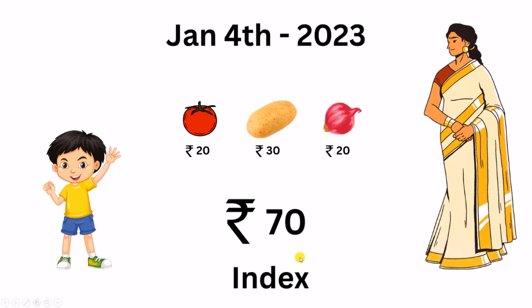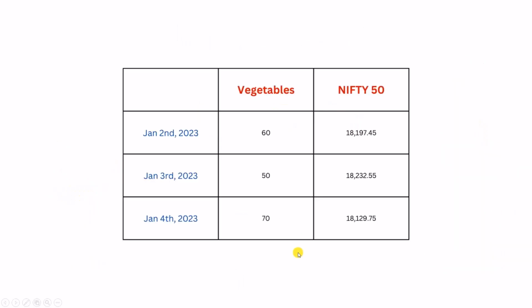Now, here is a table. Vegetables is in this column and I have something here in this column. On Jan 2nd the price of vegetables was 60 rupees. On 3rd it was 50, on 4th it was 70. And what I have written here is the name of the index. What is an index? I will come to it later.